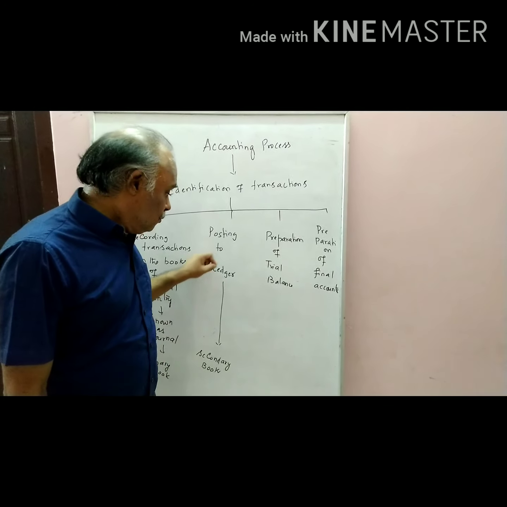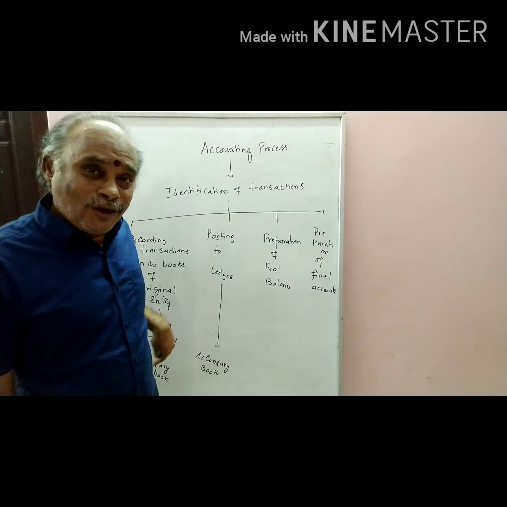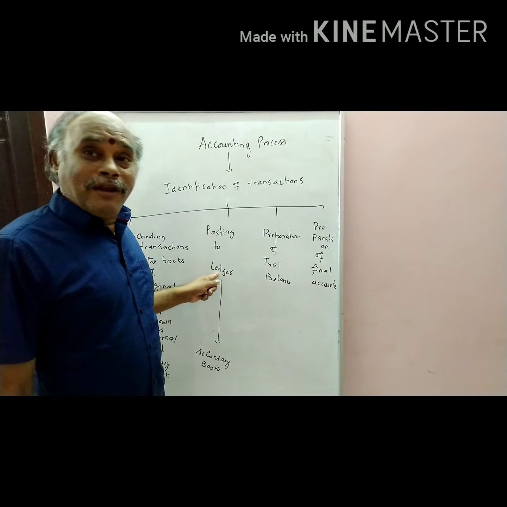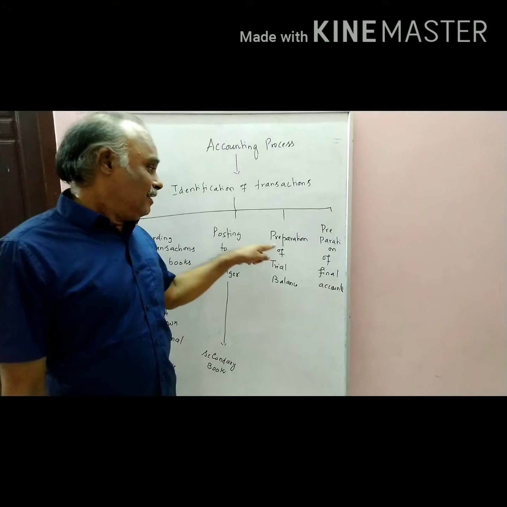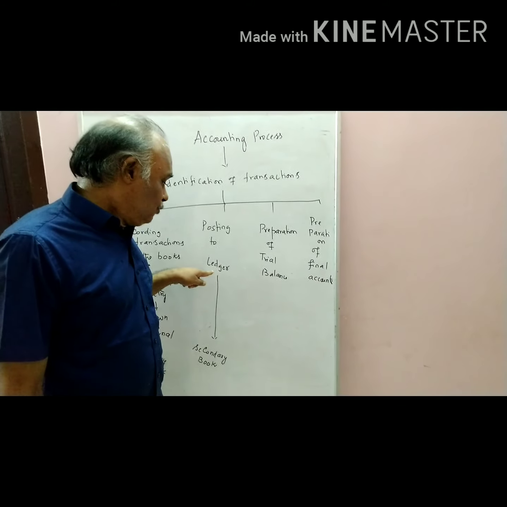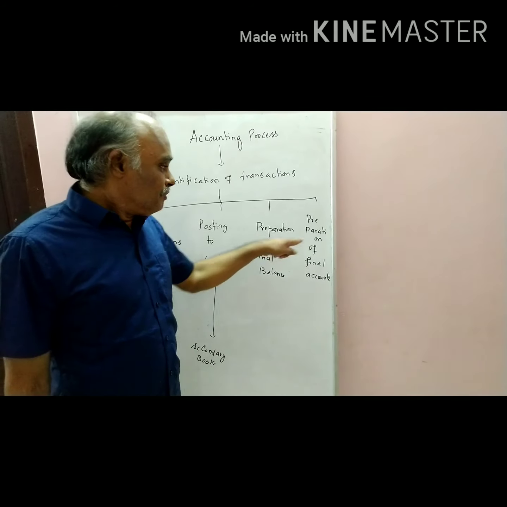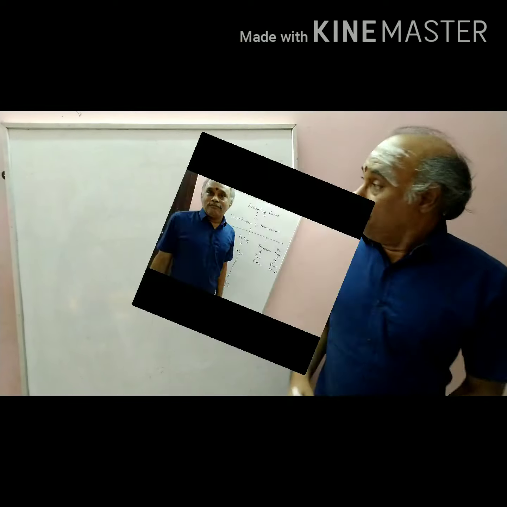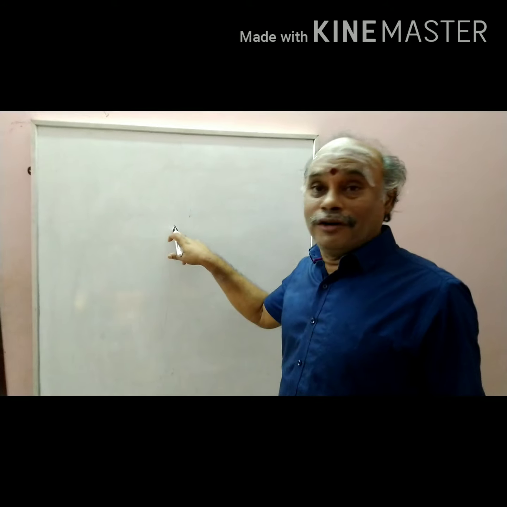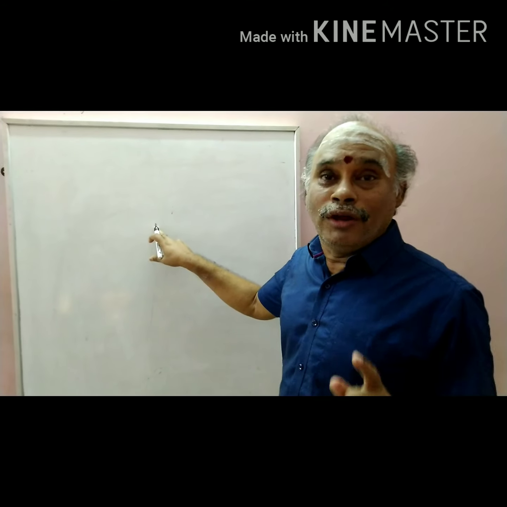So once you post it into ledger, the importance or the necessity of journal goes away. Ledger is very important. So from the ledger we prepare the trial balance. So extraction of trial balance should happen from the ledger, and based on the trial balance we prepare the final accounts. Before going into the recording of the transaction in the books of original entry, which is known as journal, let us understand the accounting rules.